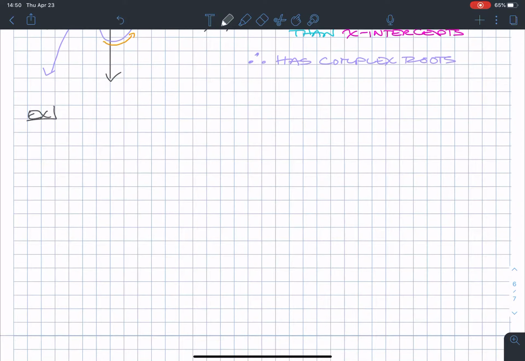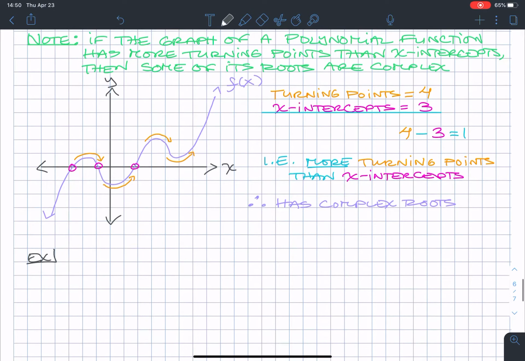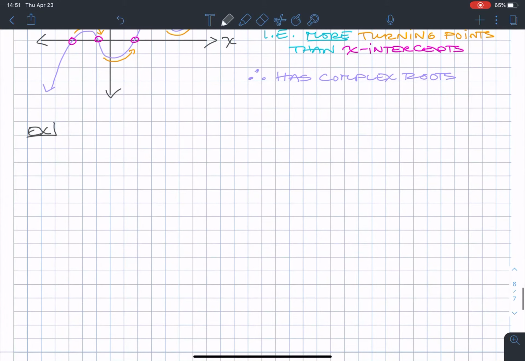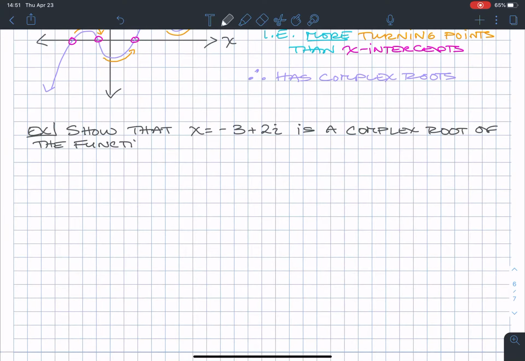So for example, what I'm trying to do is an example of the complex roots of a polynomial function. Let's show that x equal to negative 3 plus 2i is a complex root of the function f of x is equal to x squared plus 6x plus 13.